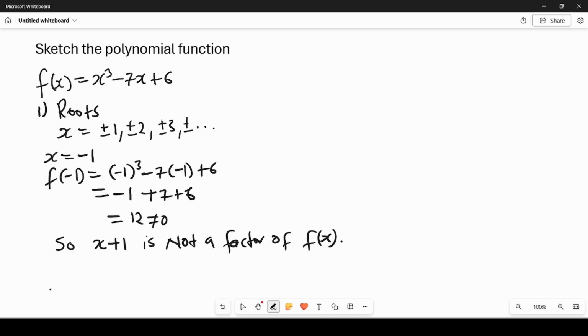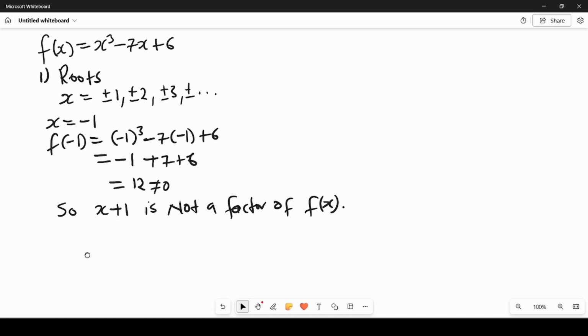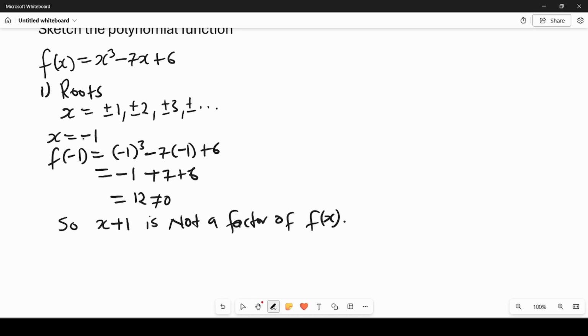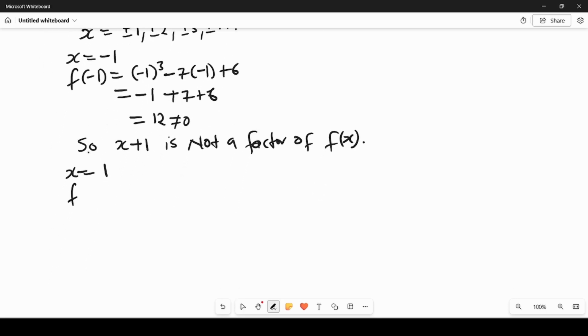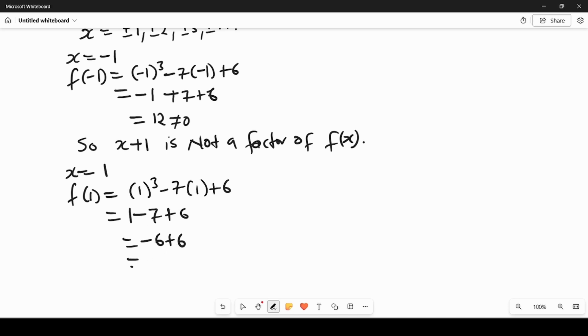So now let's try for x is equal to 1. f of 1 will be equal to 1 cubed minus 7 times 1 plus 6. This is going to give us 1 minus 7 plus 6. This is minus 6 plus 6. This is a 0. So f of 1 is 0.